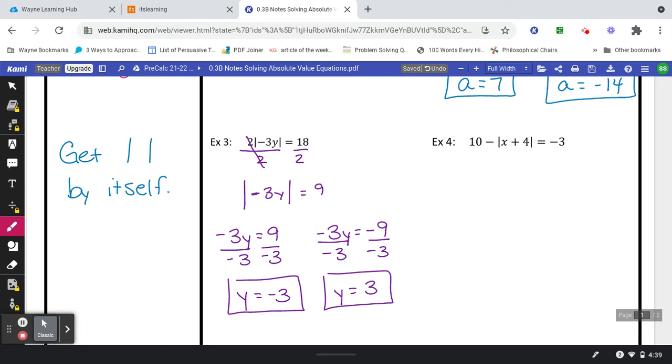All right. So you notice sometimes we do get the same answers, but with opposite signs, like we did on example 1 and example 3. But sometimes we don't, like on example 2. Sometimes the numbers are completely different.